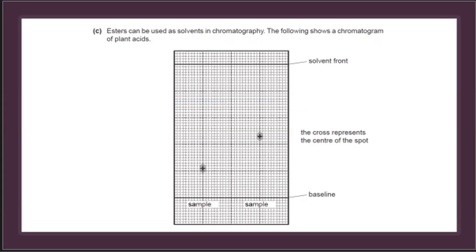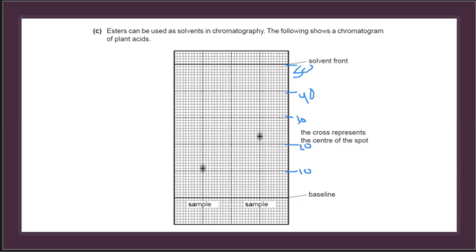All right, next question. Esters can be used as solvents in chromatography. The following shows a chromatogram of plant acids. Now, if you watch, there are 10 blocks here, another 10 blocks there, and so on. So if we put in a scale: 10, 20, 30, 40, 50, and so on.